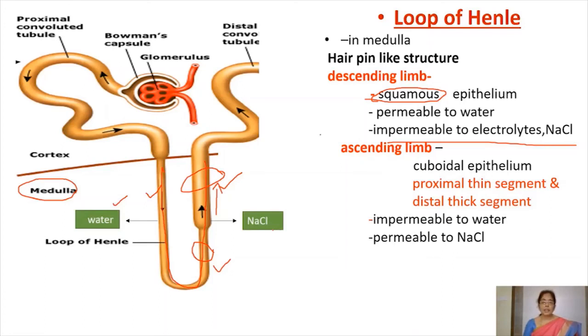So this is about the loop of Henle. So proximal convoluted tubule leads into loop of Henle and it is present in the medullary region. Medulla loki vachindi. This is the U-shaped structure, hairpin shaped structure, and it has two limbs. So descending limb brings the liquid downwards, and ascending limb it brings the liquid upwards, and ascending limb has proximal thin segment and distal thick segment. These are the parts of loop of Henle. Loop of Henle is also known as Henle's loop.